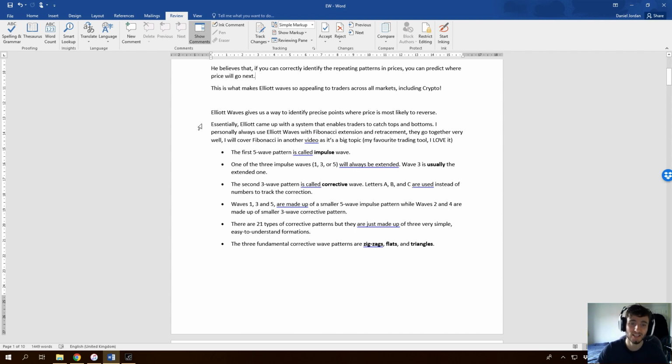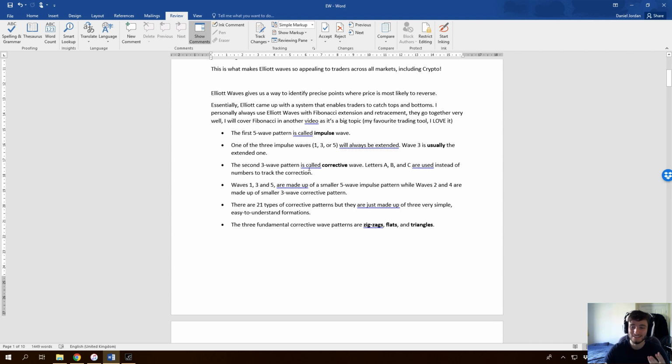So essentially, Elliott came up with a system that enables traders to catch tops and bottoms. I personally love to use Elliott Waves with Fibonacci extension and retracements, as I mentioned, because they go together like bread and butter. Using them on their own is okay, but together they just form the partnership for good trades. I will be covering the Fibonacci extension and retracement in another video. I love Fibonacci, but this one is Elliott Wave.